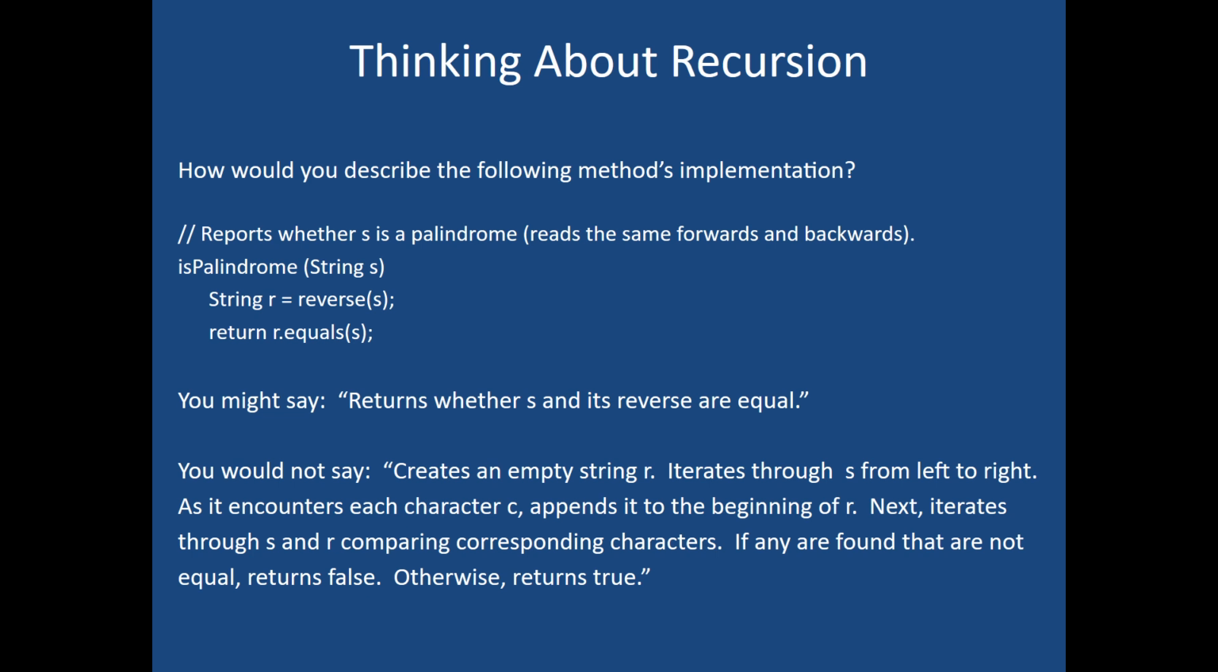Where did those explanations come from? Where did I get the part about iterating through S from left to right? There's no loop there. Yeah, dot equals. Sure. So one of the left to rights, I'm speculating about how dot equals works. In another part, I'm speculating about how reverse works. In other words, I'm not describing the implementation in terms of the specifications of reverse and equals. I am folding their implementations into the description. There's too much detail.